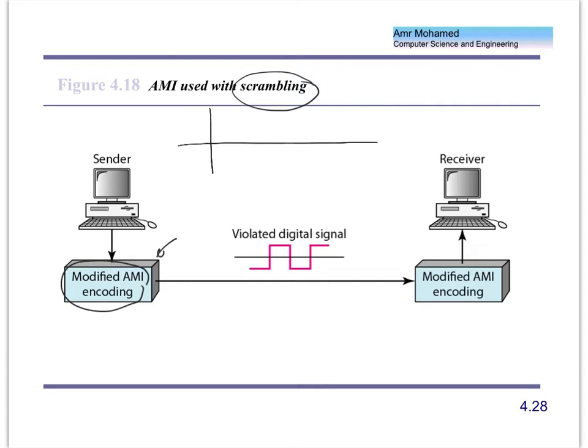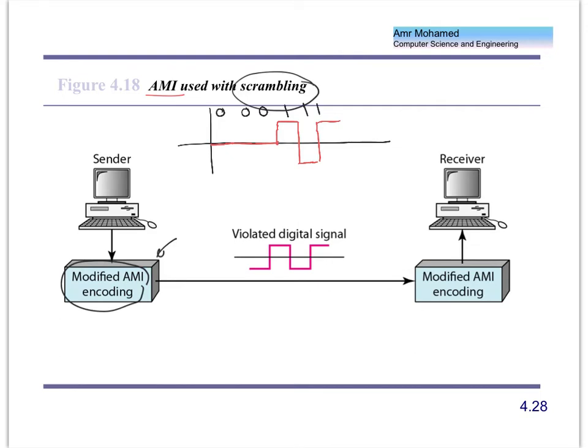So for AMI, the logic was as follows. If you have a sequence like this, 0, 0, 0, and then 1, 1, 1, for example. The 0 is simple. 0 is 0 voltage. For the 1, if the first one is positive, the second one is negative, and then positive. That's why it's called AMI, alternate mark inversion. So that's the sequence of AMI.